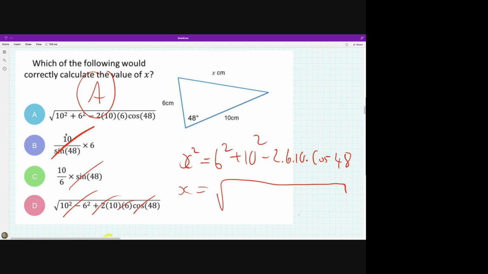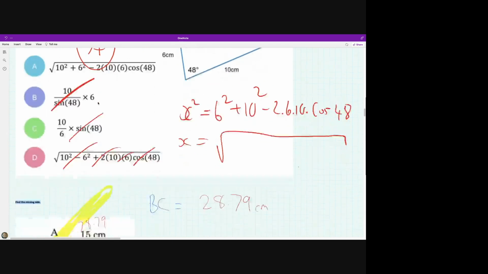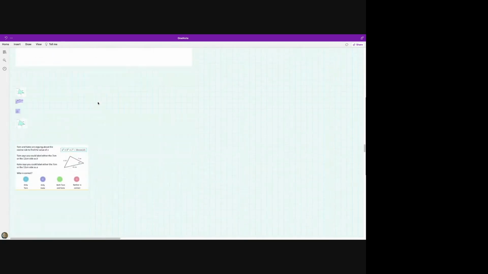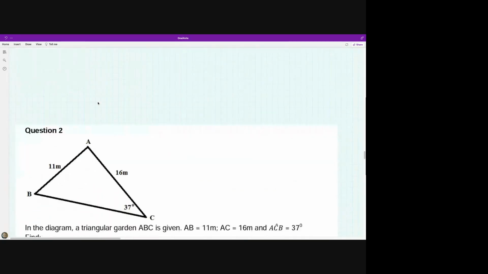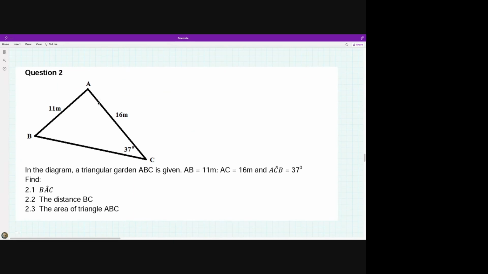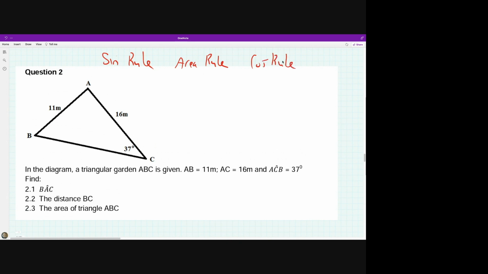Okay, you guys smashed that one. That was too easy for you. I think I need to find something a bit more exciting. Okay, let's do this one. This is from an old exam. I can recognize it. Now, what is different about this one is we are mixing in 2 other trig rules. You may have to use the sine rule or the area rule or the cos rule, depending on the situation.